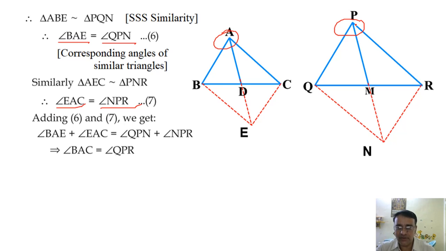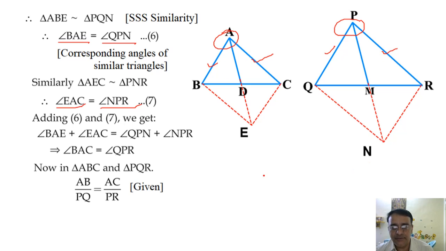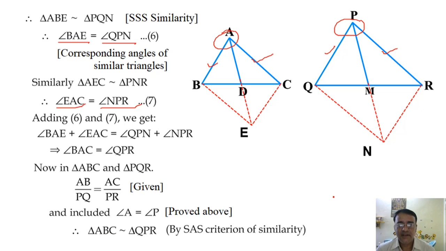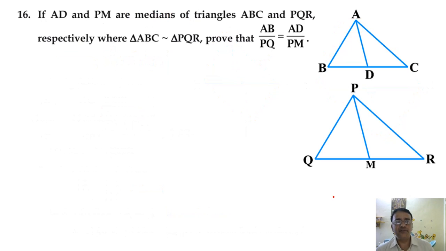Okay, now we are going to consider the original triangles, that is ABC and PQR. So in triangle ABC and triangle PQR, AB upon PQ is equal to AC upon PR. It is already given, and angle A is equal to angle P, we have proved above. So therefore, these two triangles are similar by which criteria? SAS. Yes, SAS criteria. Okay, any doubt in this question? No, sir. Now we'll move toward the last question of today's revision.